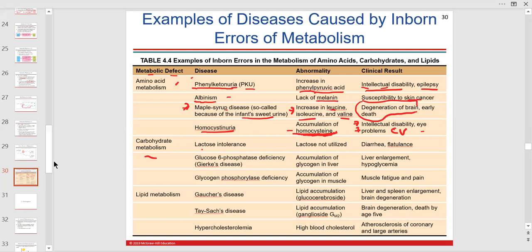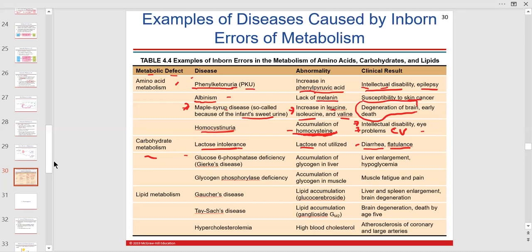Lactose intolerance, you've heard of that. So you can't use your lactose, so you have too much mucus, too much flatulence because you can't digest that lactose. Very, very uncomfortable. So you have to avoid lactose or give something that mimics the enzyme so you can live a little bit more comfortably.